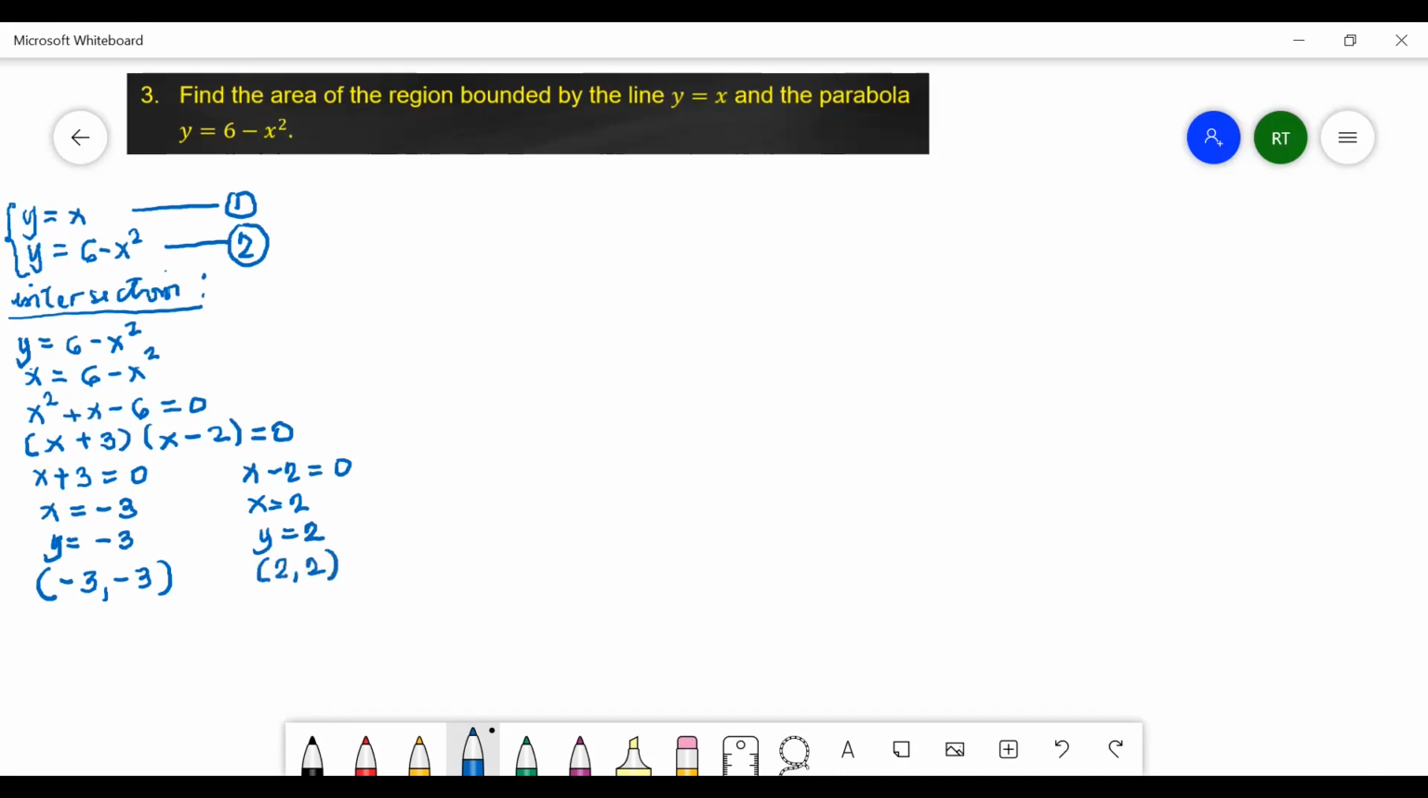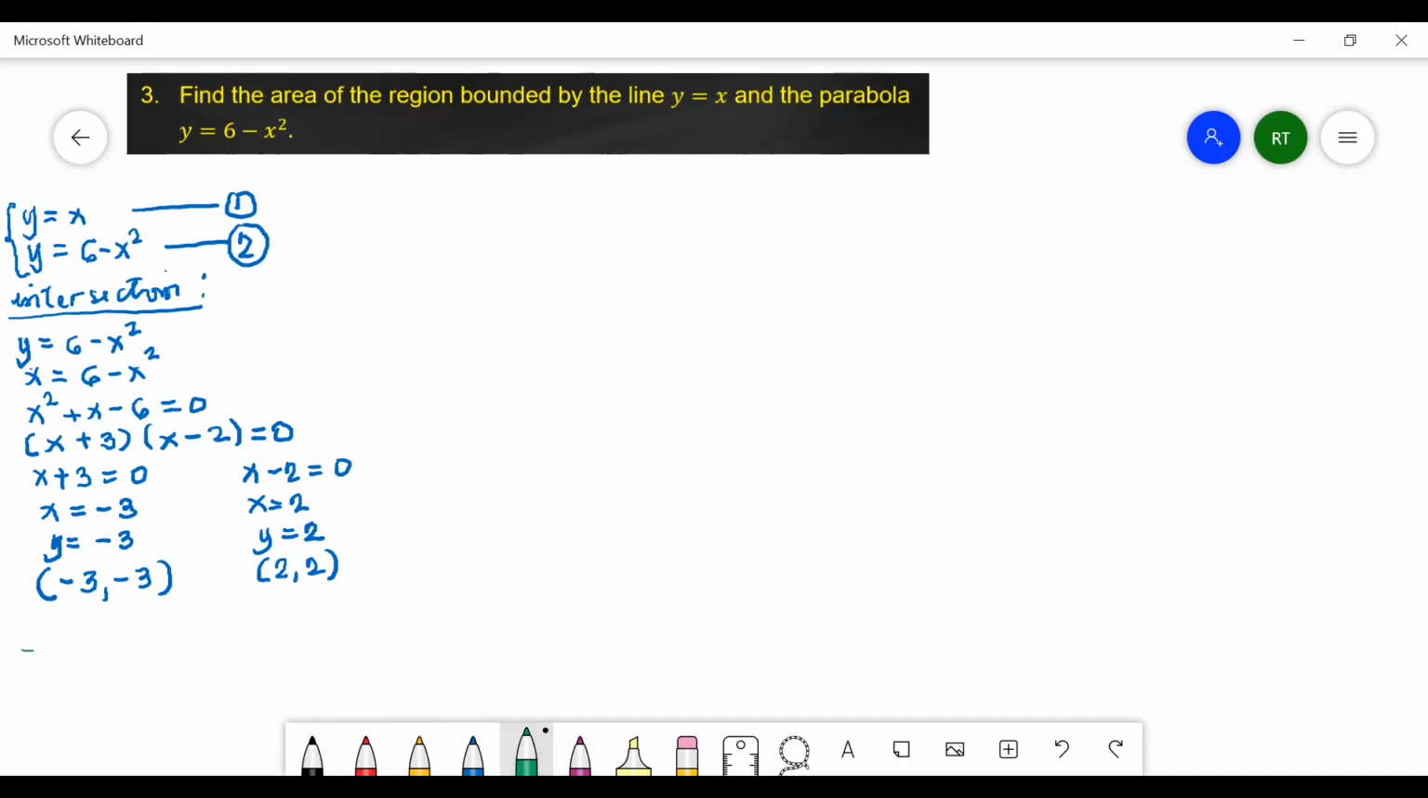So the points of intersection of the two curves, y is equal to x, a straight line, and the parabola y is equal to 6 minus x squared, are negative 3, negative 3 and 2, 2.